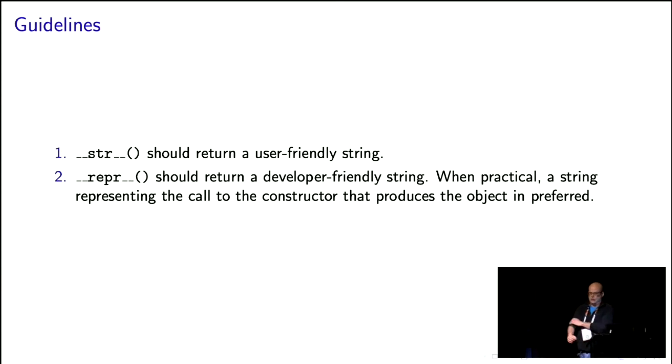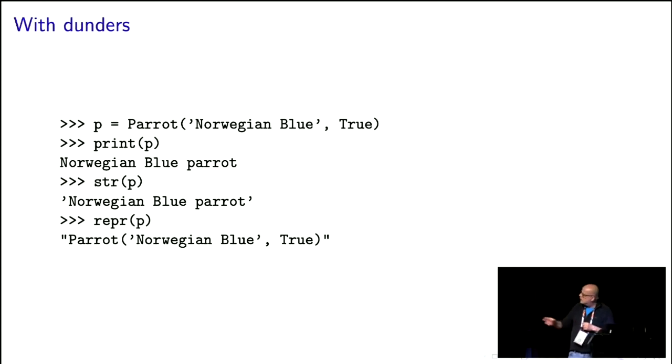But if you're implementing Dunder str, you have some idea that there is such a string, and you want to implement it. The developer-friendly string, again, well, you're the developer. I guess you get to decide what is the friendly string. But there is a convention that says that if it's practical to do so, the string you should return should be a string that looks like a call to the constructor that produces the object that you're repr-ing. So that is why we do have this string down here. That looks like a call to constructing a parrot.